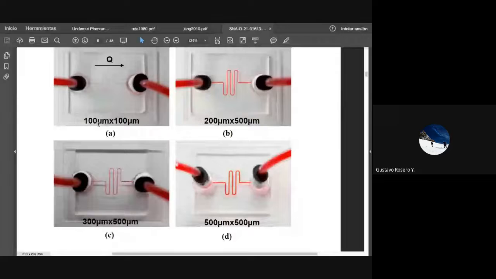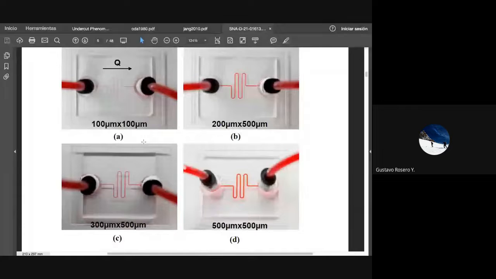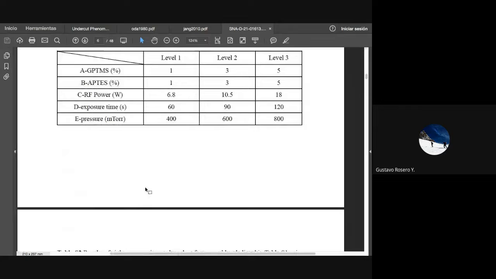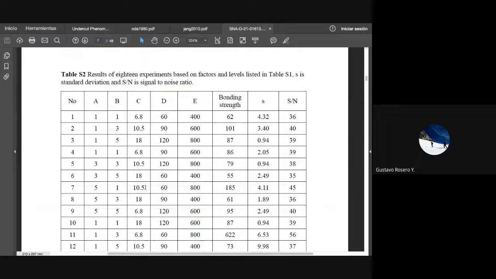This is the length of the microfluidic channels. It is between 100 microns and 500 microns. It means these are bigger channels, but the microfluidic device is only made for this size of channels, and also for high pressure, because they use high pressures and high flow rates.